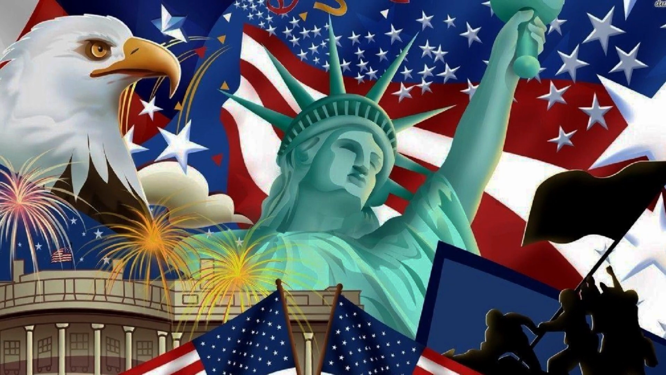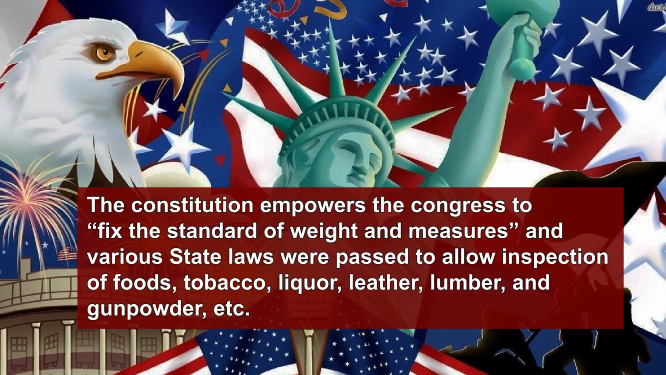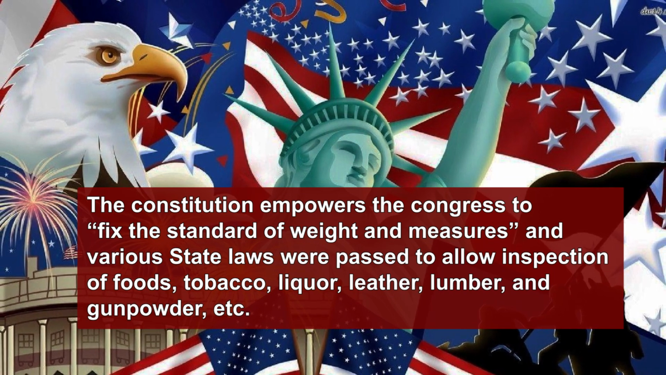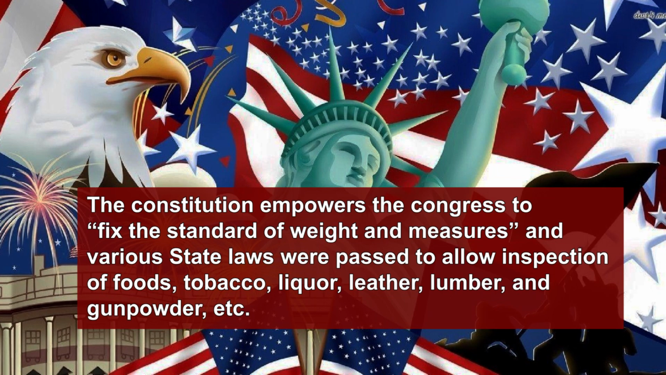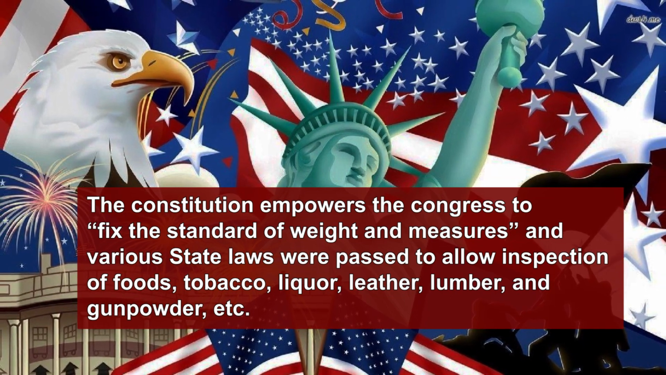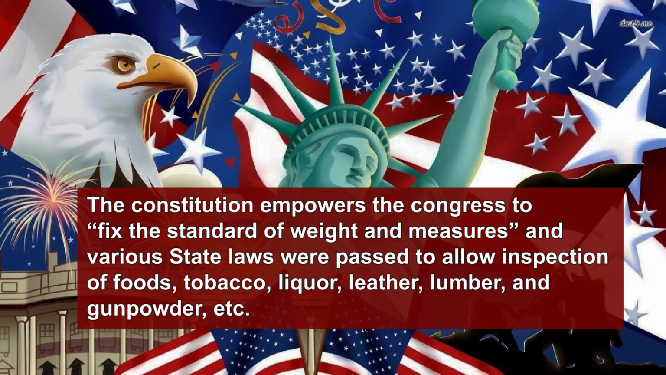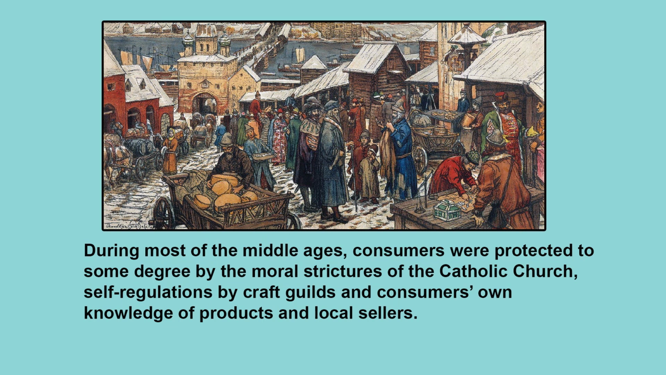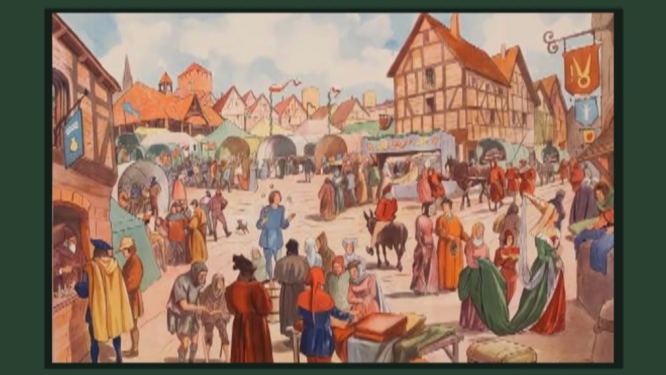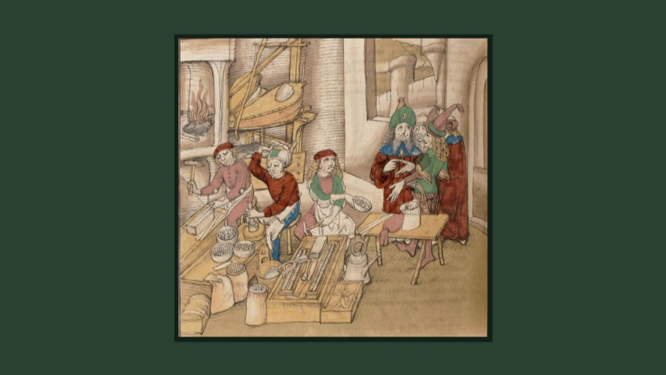In the United States of America, the Constitution empowers the Congress to fix the standard of weights and measures, and various state laws were passed to allow inspection of foods, tobacco, liquor, leather, lumber, and gunpowder, etc. During most of the Middle Ages, consumers were protected to some degree by the moral strictures of the Catholic Church, self-regulations by craft guilds, and consumers' own knowledge of products and local sellers. The laws did not favor the consumers, but neither did they favor the seller. There was essentially no law covering consumer transactions.